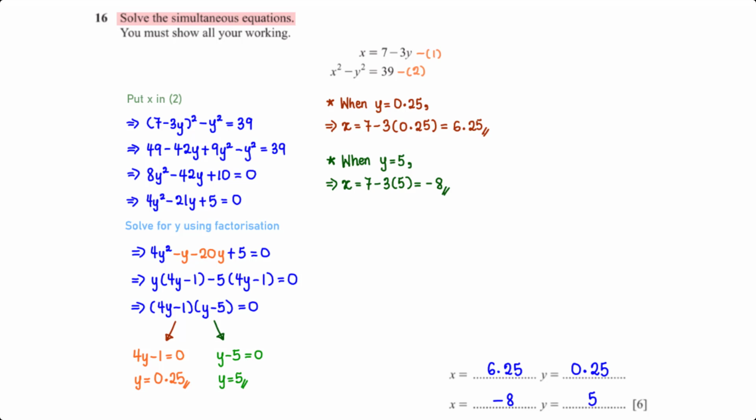Now that we have the values for y, we need to find their corresponding x values by plugging the y values into any of the equations. Let's pick equation 1. When y equals 0.25, x is 7 minus 3 times 0.25, which is equal to 6.25. When y equals 5, x is 7 minus 3 times 5, which is equal to negative 8.